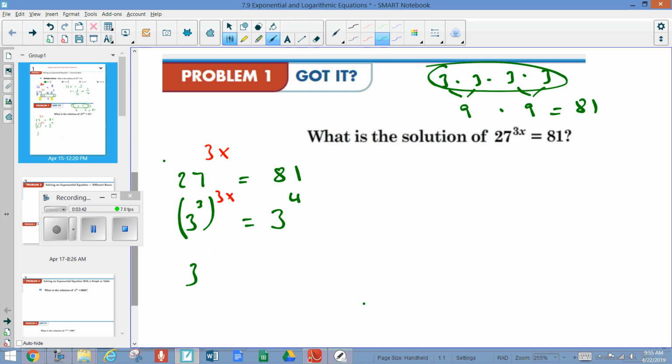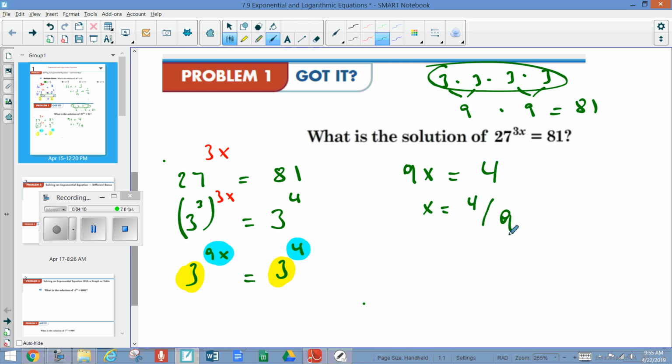3 times 3 is equal to 9, is equal to 3 to the power of 4. When the bases are same, that means exponents are same. Is that clear? So let's do that. 9x is equal to 4. So x is equal to 4 over 9.